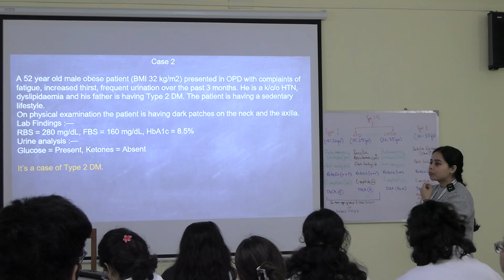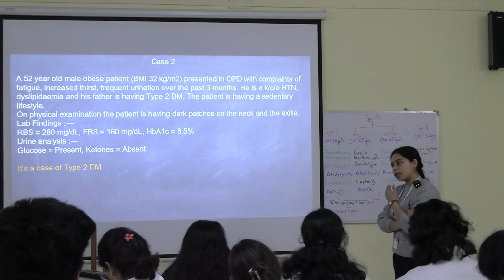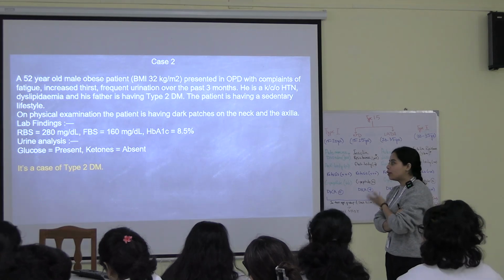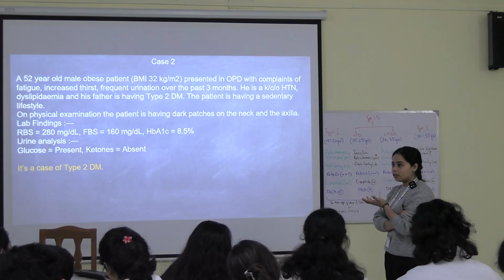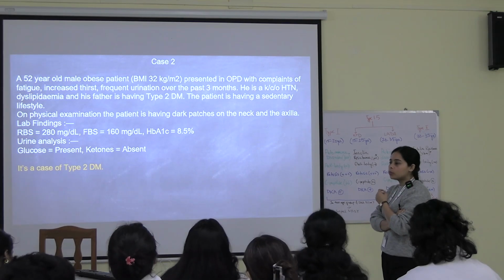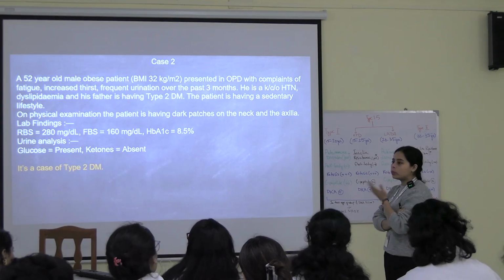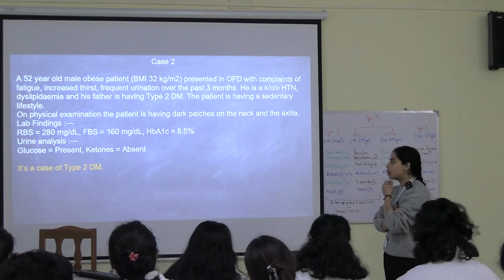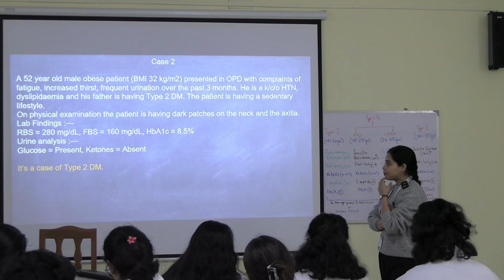That is the thing. Physical presentation is one thing, everything is fine, but the blood report, what about that? Antibody I did not mention because it is absent. Ketosis is absent, that's why it is type 2. Obviously the age, the obesity and all, everything is there, but you also have to see the blood report. That's why it is type 2 DM.